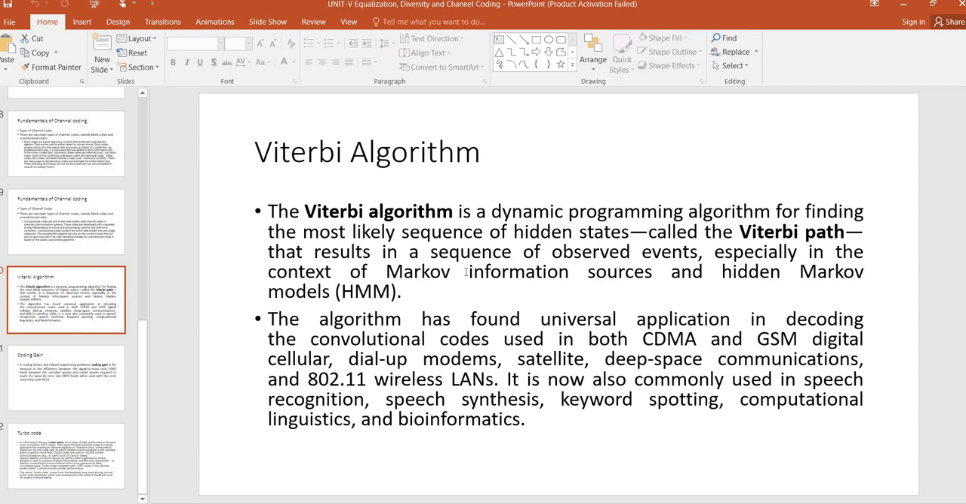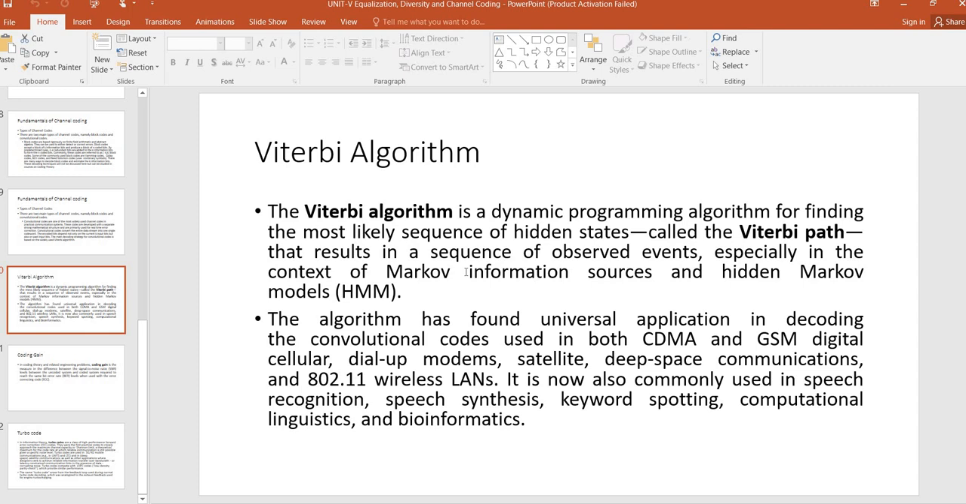So the Viterbi algorithm is a dynamic programming algorithm. An algorithm is a function based on some problems. So based on the algorithm, the flow of the structure or programming code finds the sequence of the hidden states. There is some hidden information to find these things. This is called the Viterbi. This Viterbi is based on the observations and the context of the Markov information source and hidden Markov model HMM.